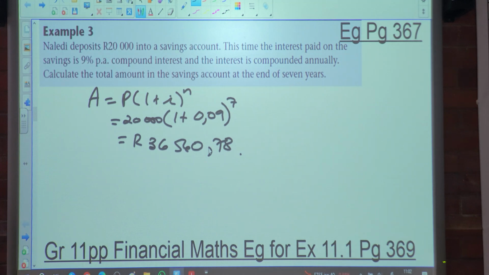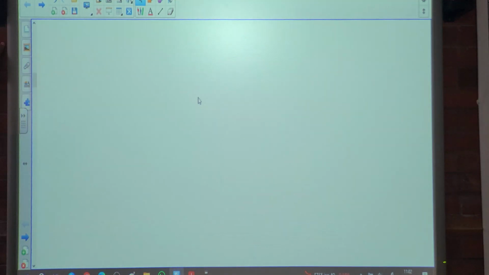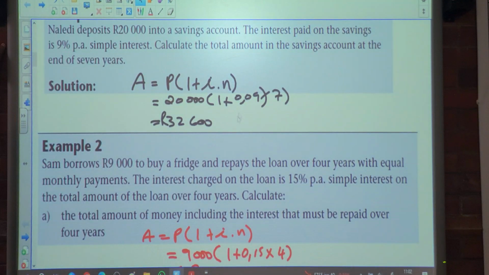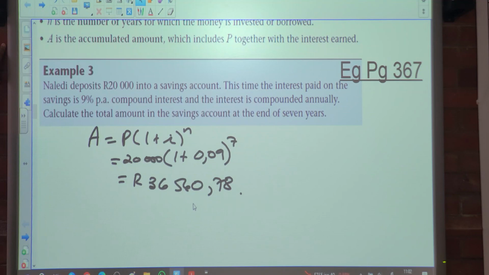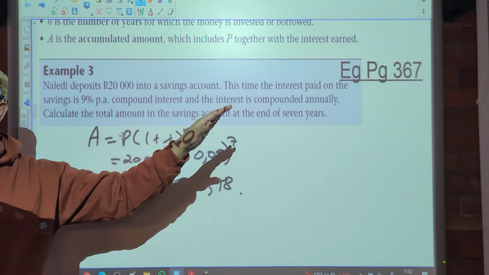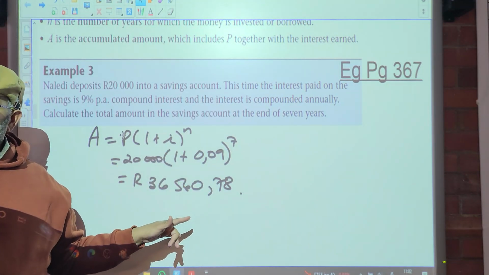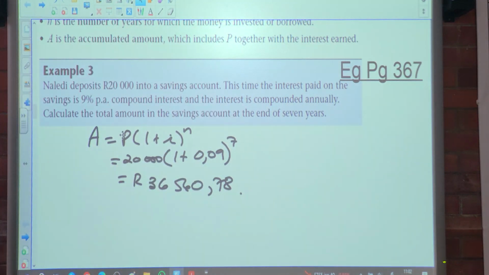So which one is giving you a better return? In the first case, I think you got the 32,000 or something. Yeah, 32,000. Can you see that? Compared to 36,560 rand, so this is a whole 4,560 rand extra. Can you see, people? Same conditions, it is just that one is simple and the other one is compound. So you'll see that the compound gives you a better return.